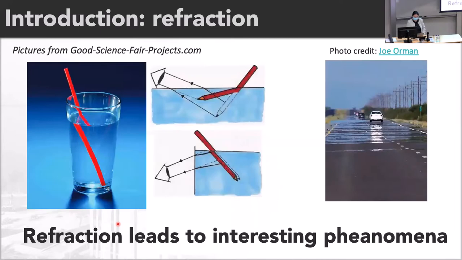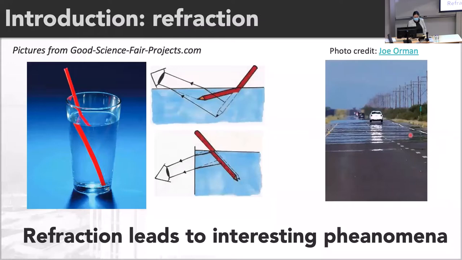So here, this slide illustrates some very basic phenomenon, which is called refraction of light. If you put a straw in a glass of water, and then look from the side view, you will see a broken straw. And if you see from the top, you will see a bent straw. Such phenomenon is caused by the refraction because the air, the glass, and the water have different refractive indices. And also a common phenomenon is called mirage.